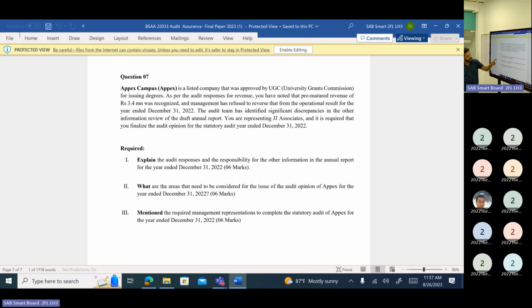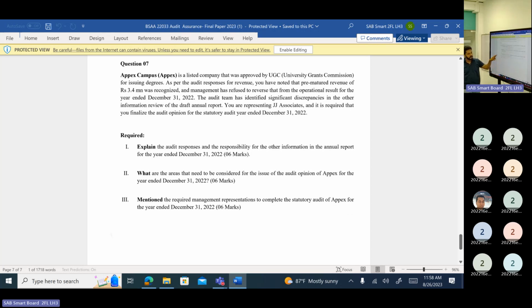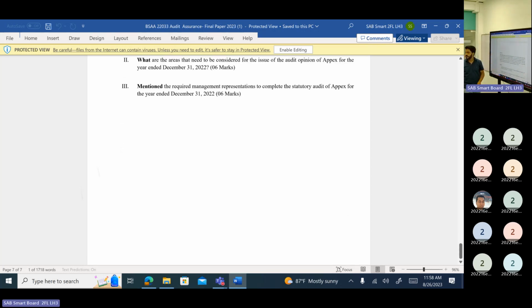Revenue is not there. No, not revenue. That's about audit opinion and audit conclusion, right? So that's it.